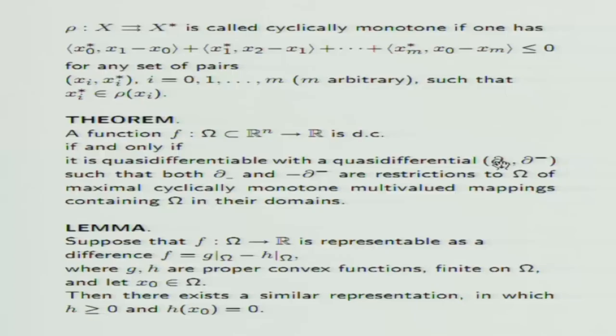To obtain this characterization, we need to recall the notion of cyclic monotonicity, which is well known in convex analysis because it's used to characterize subdifferentials. And in the finite dimensional case, so for functions defined on subsets of R^n, we have this characterization. A function is DC if and only if it is quasi-differentiable everywhere, and the quasi-differential is such that both the sub-differential and the super-differential are restrictions to the domain of the function of maximal cyclically monotone multivalued functions that contain omega in their domains. This is if and only if, so it is a characterization. But it's true only in the finite dimensional case.